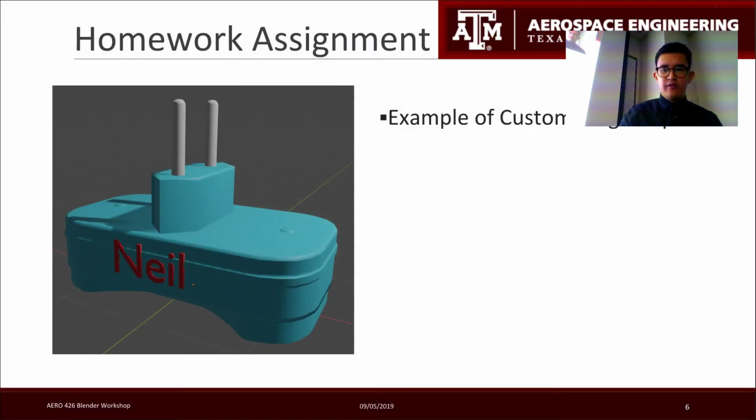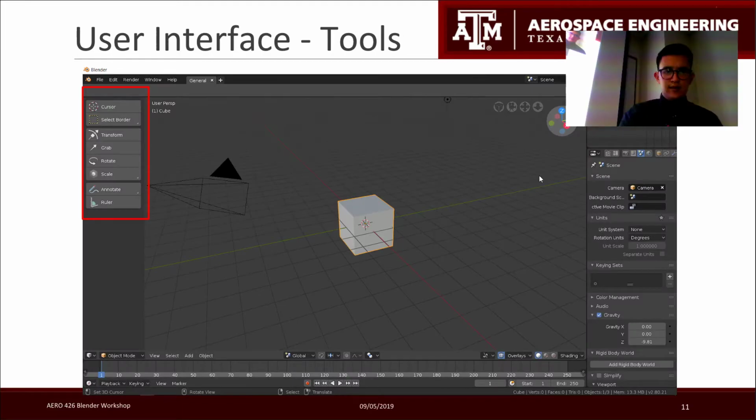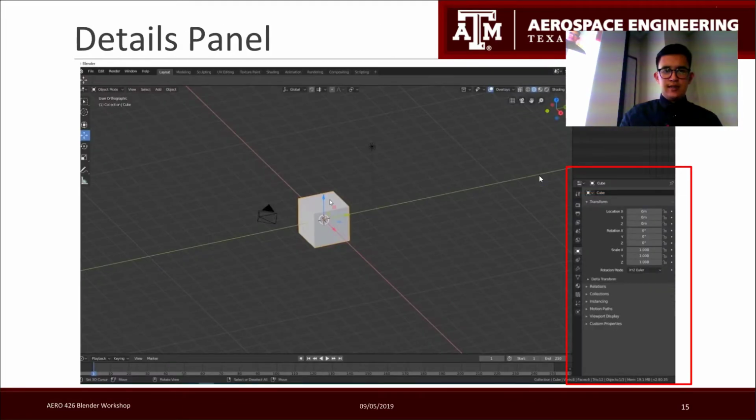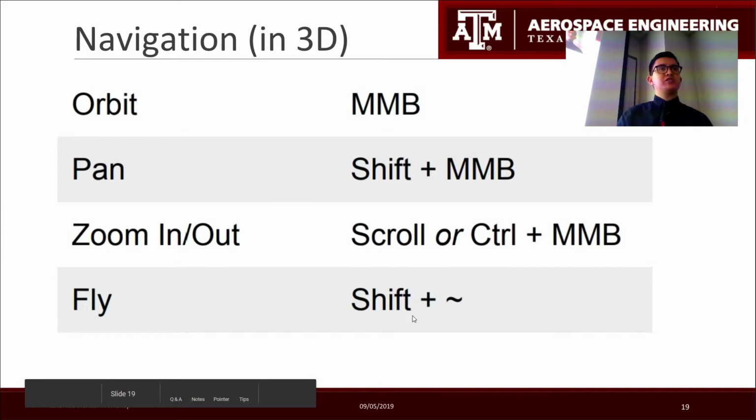So the one I want to go over right now is how to pan around the view. It's shift and your middle mouse button. So that means you can translate your camera view over the scene, and that's helpful for if you're in orthographic view and don't want to get out of that. You don't want to change the perspective. And again, to fly around like I was doing, you can press Shift plus tilde.